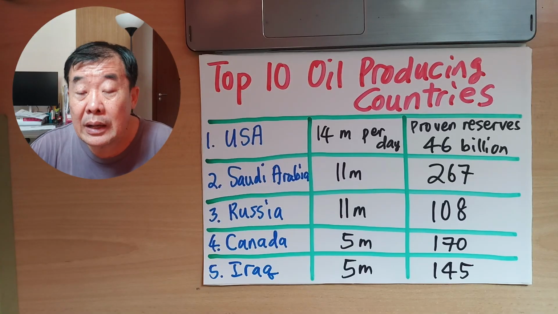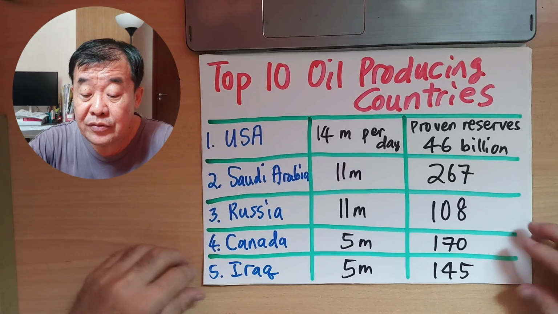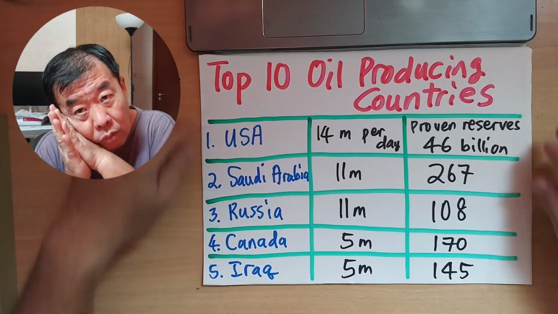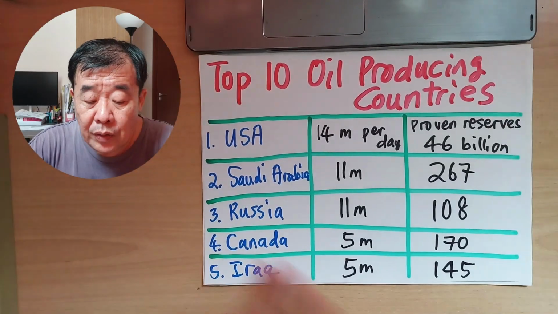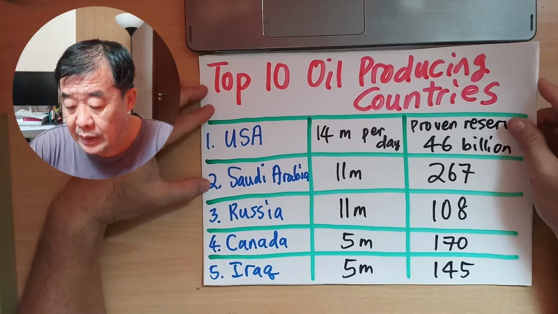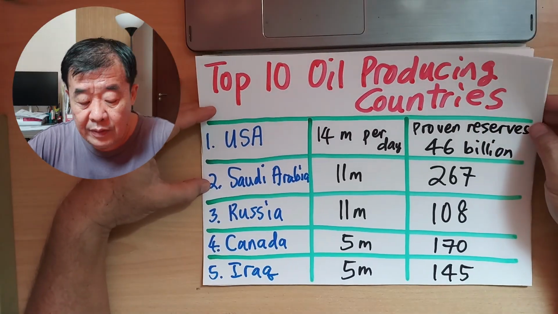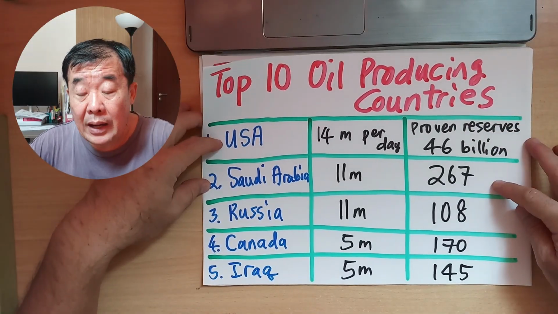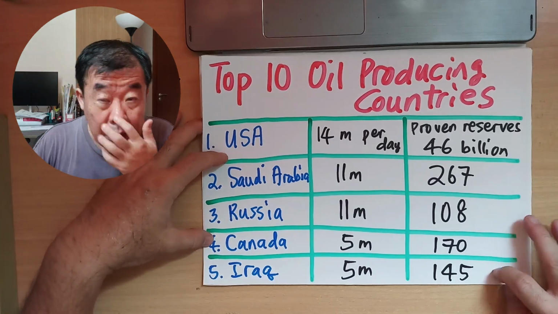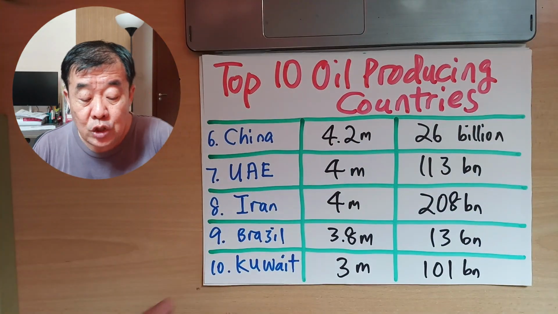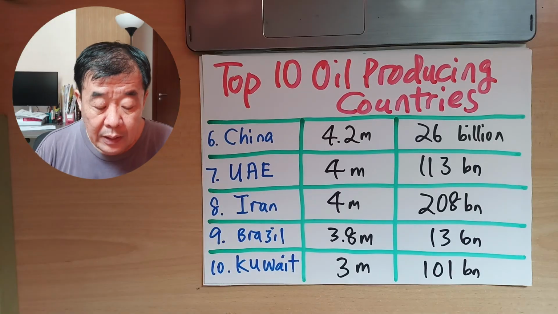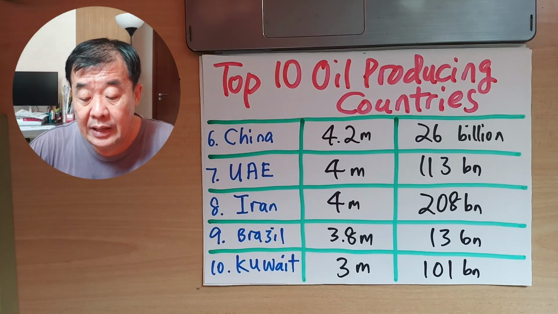So again, the rest of the countries I won't go through, because if not, this video will be too long, then all of you will fall asleep. Okay, so you can see Saudi Arabia produces about 11 million per year, but they have a huge oil reserve. Russia, Canada, Iraq. And the next 6 countries, I also put them down. You can see China is one of them. And Brazil is ranked number 9.